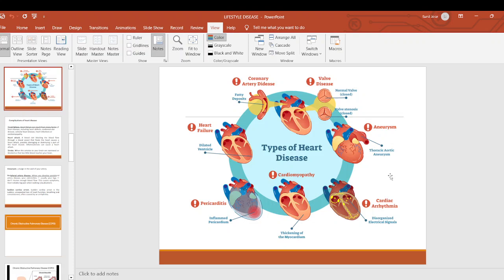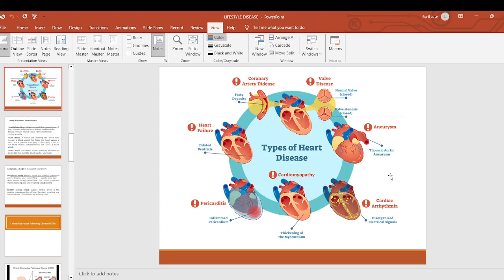Then you can see pericarditis. The pericardium is the outer membrane that covers your heart. When it has an inflammation, or some disease is affecting it, it is known as pericarditis. Then here you can see thickening of the myocardium. This part is known as the myocardium. When there is too much thickening there, it is known as cardiomyopathy.